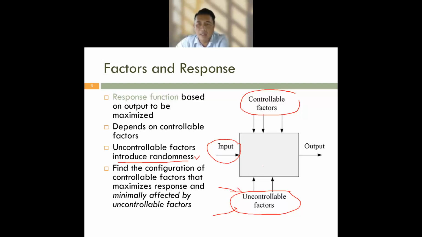Okay, and this parameter setting, which is the controllable factor, you can change. For example, for k and n, you can control what is k. Or for the neural network, you can change the epoch, you can change the percentage of dropout. You can also change the number of iterations, and so on.